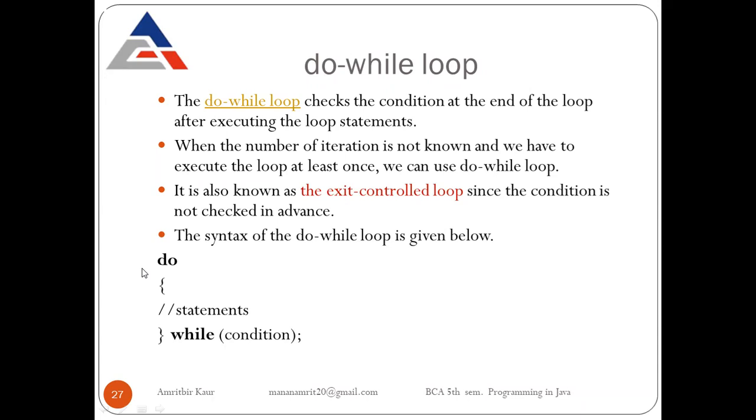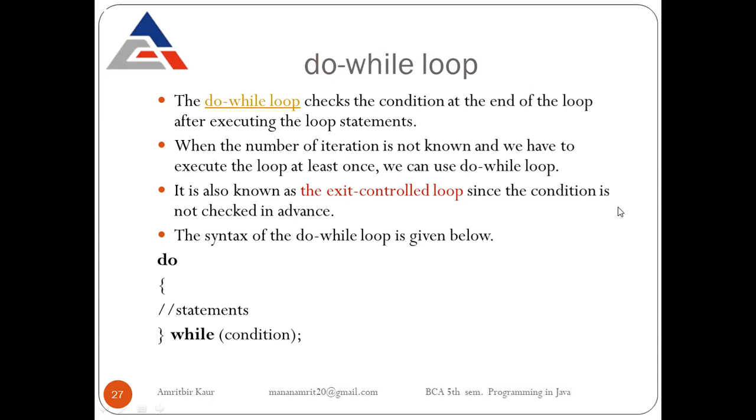It is known as an exit controlled loop because the condition is checked at exit, we can say at the end of a loop. So the condition is not checked in advance, so that's why it is known as an exit controlled loop. So the syntax for the do while loop is, firstly we use the do keyword and then the body of the loop will start, and when the body of the loop is terminated, then we write the while keyword and there we check our condition.